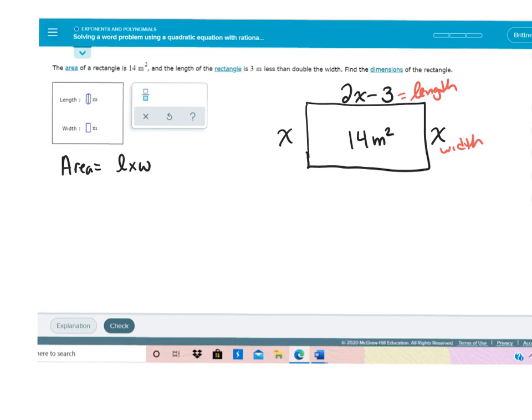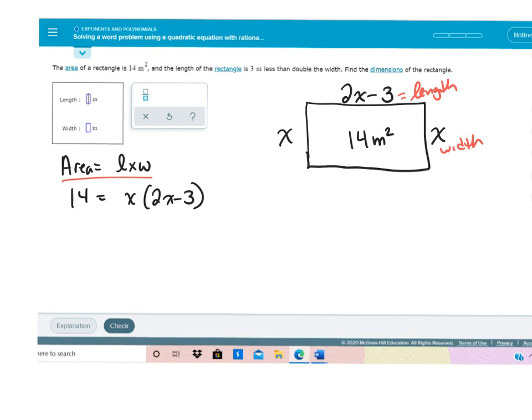So what I'm going to do now is use this very basic relationship to make my equation. It's not going to be like the last couple because it's not linear. This one is quadratic. So the area, 14, equals x, which is the width, it doesn't matter, times 2x minus 3. So I did width times length. You can certainly do length times width. I just like to have the x out in front.